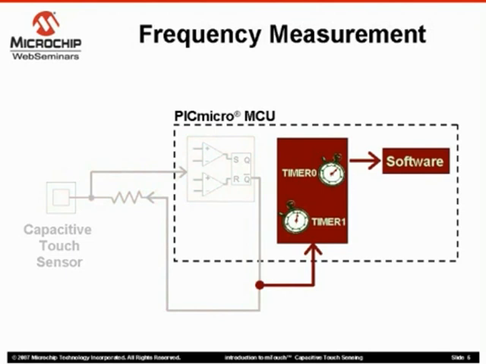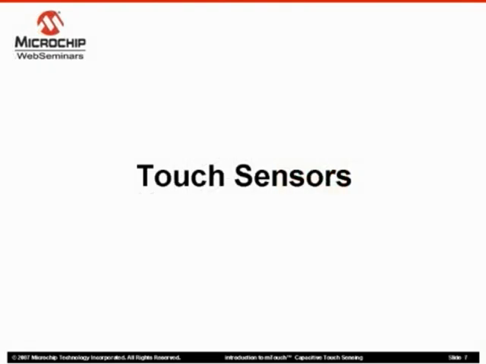In order to interpret this change in oscillator frequency, a frequency measurement component is required in our system. This component will interface hardware and software to accurately determine if and when a sensor has been touched. So let's take a closer look at each component of our mTouch system. First, touch sensor construction.